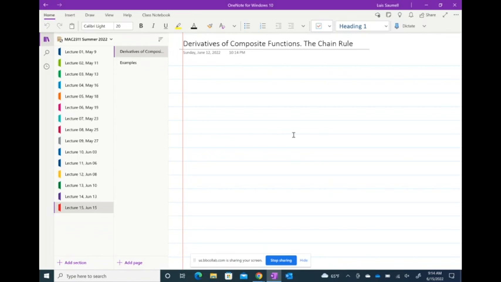Now, for the previous rules, it was a little bit easier to identify when they needed to be used because, you know, a product, you can see there is a product taking place. A quotient, you can see there is a quotient taking place. Now, you need to be able to identify when a composition is taking place, okay? So that's when this becomes slightly more difficult, because you have to make sure that you understand what a composition is and you can decompose functions.